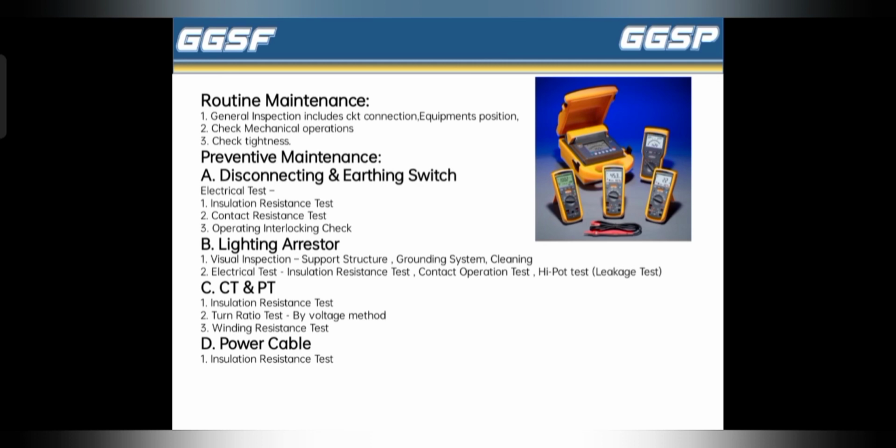B. Lightning arrester. First, visual inspection: support structure, grounding system and cleaning. Second, electrical test: insulation resistance test, contact operation test, high polarity test. C. CT and PT. Insulation resistance test, turn ratio test by voltage method, winding resistance test. D. Power cable, insulation resistance test.